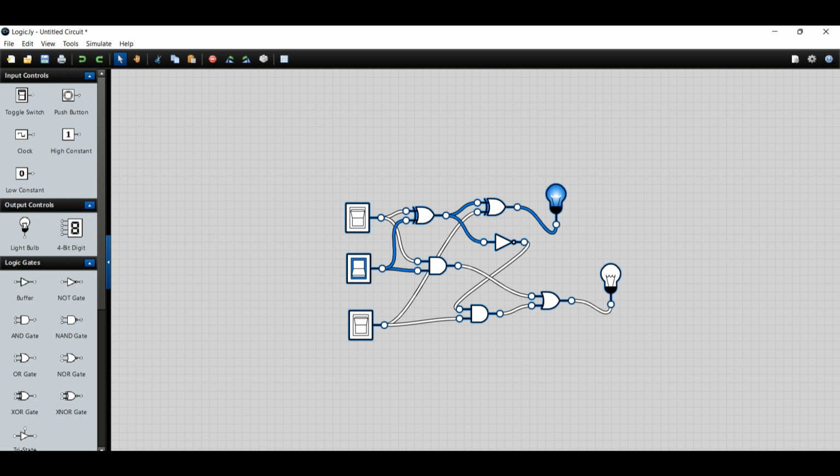The next one is full subtractor. There are three inputs and two outputs, two XOR gates, two AND gates, one NOT gate, and an OR gate. The outputs are difference and borrow.